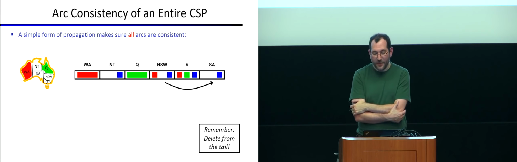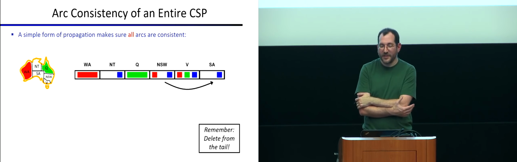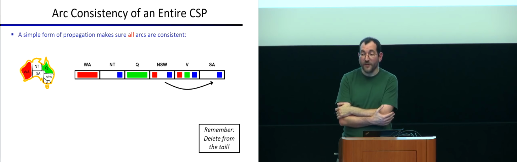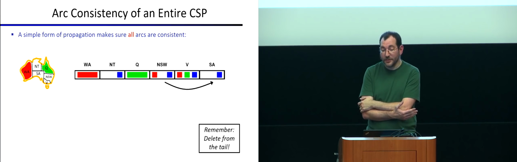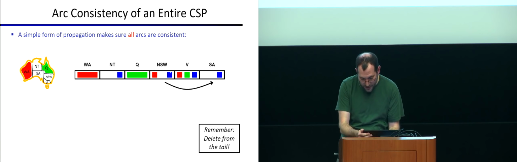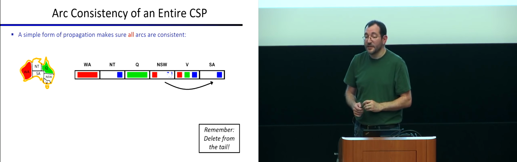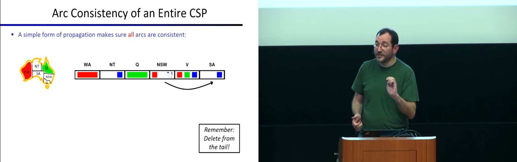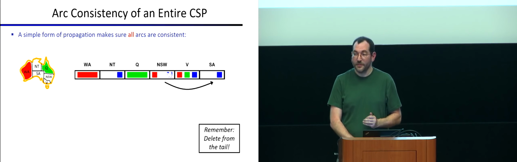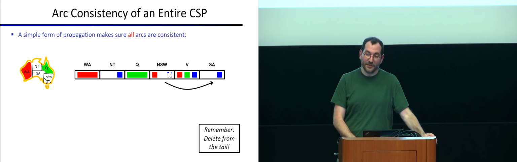So now I look at NSW and I say, is red okay? Well, if NSW is red, V could be blue. Is blue okay? Well, if NSW is blue, we're toast. So we have to fish it out of its trunk. Gotta erase that. Now it's consistent. It was not consistent before, but now that I've deleted blue from the domain of NSW, this arc has become consistent. Okay. There's a tricky case.